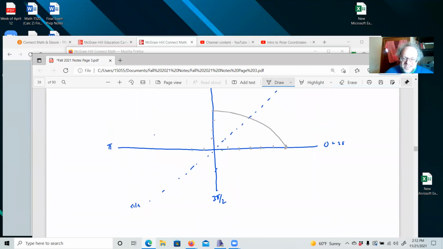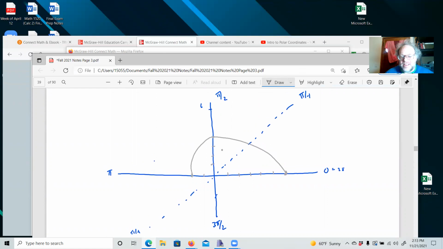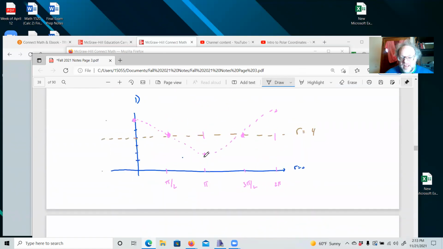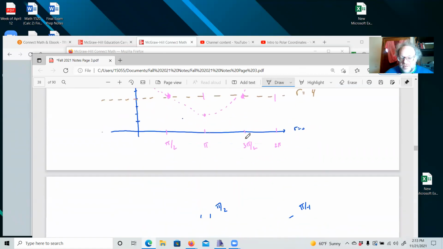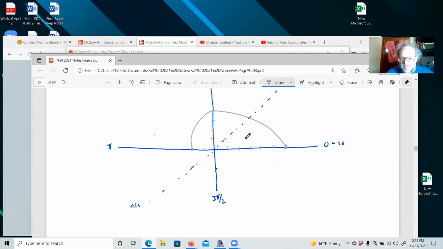So here we go. Pi. And I was friends with nerds, so that's pretty bad. Doing something like that, it's not going to be a heart. From pi out to 3 pi over 2, we go back up to 4. It does have a little dimple in here.